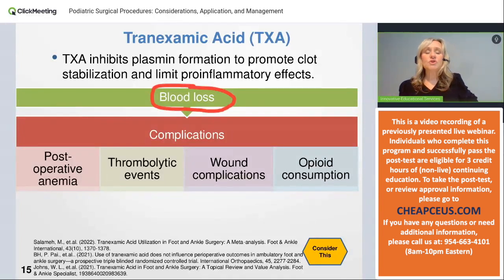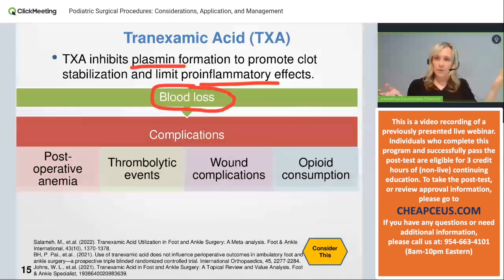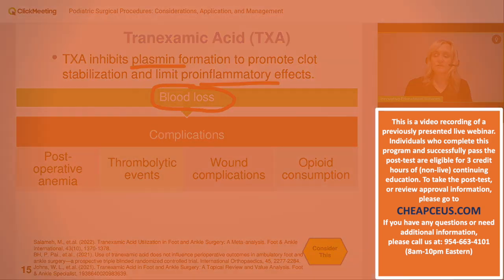So what they're doing with this tranexamic acid is it's promoting clot stabilization. It's going to affect the plasmin. And also, it's going to limit the pro-inflammatory effects. It's going to kind of tone down some of those inflammatory mediators. And it's a balance between still allowing healing to occur, but not risking that fibrosis or hemarthrosis from occurring for the patient. So, we're starting to see more use of this in foot and ankle procedures.